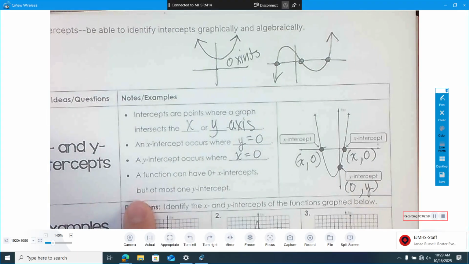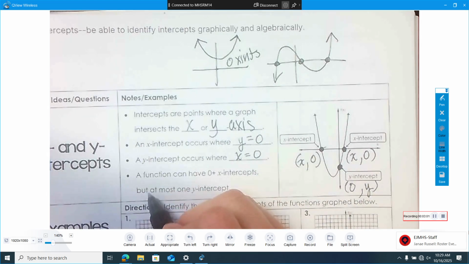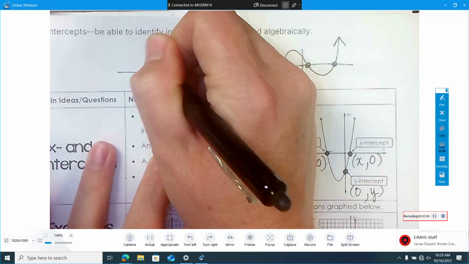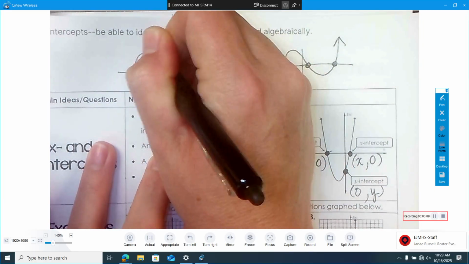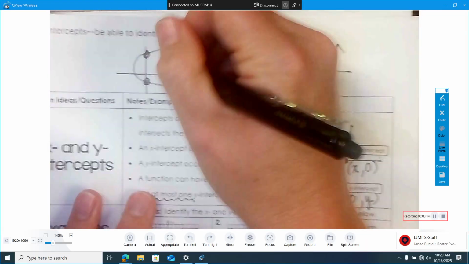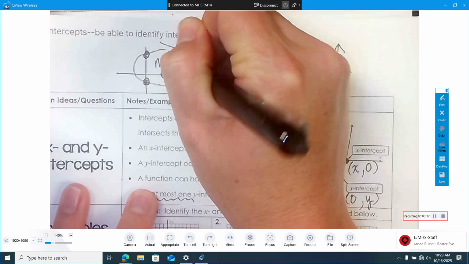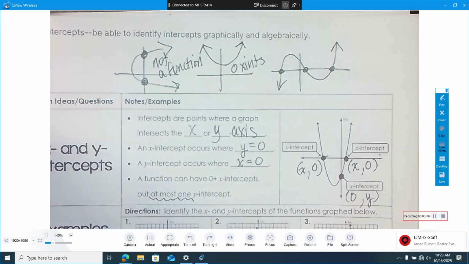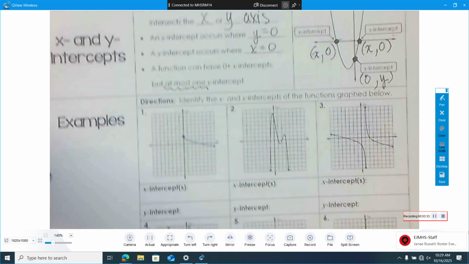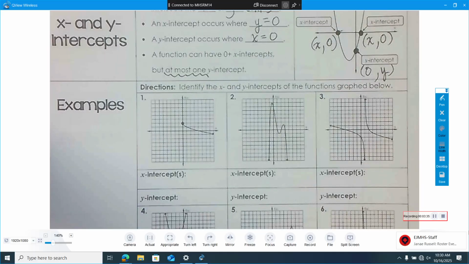Now, for a y-intercept, there is at most one y-intercept. How come we can't have a function that has 2 y-intercepts? Like here, this is an example. It's not a function. It's not a function if we have more than one y-intercept, okay? And so there's always only one y-intercept, okay? Only one y-intercept. So very simply here, graphically super easy to identify our x and y intercepts.